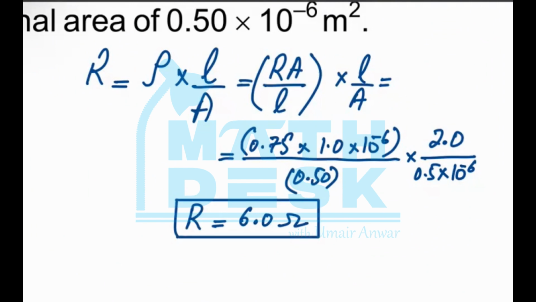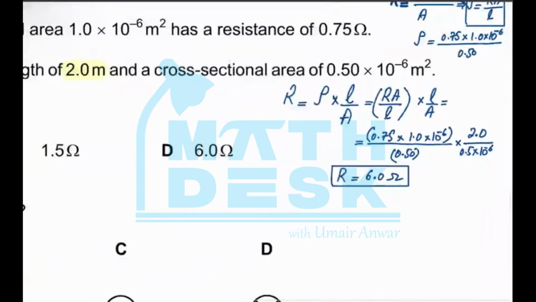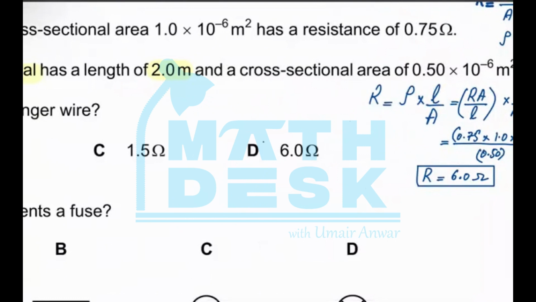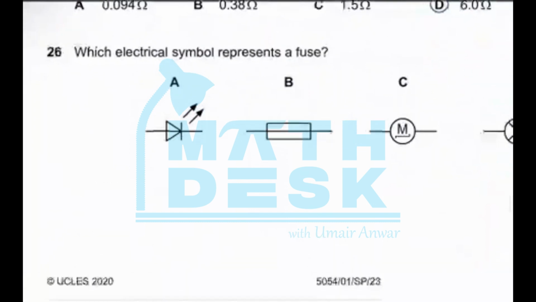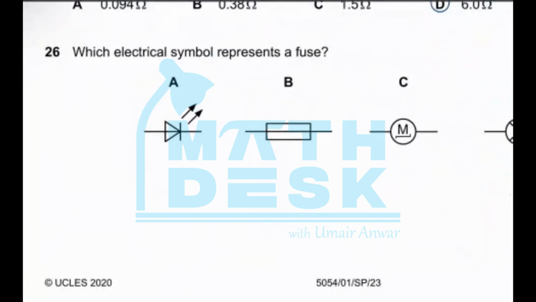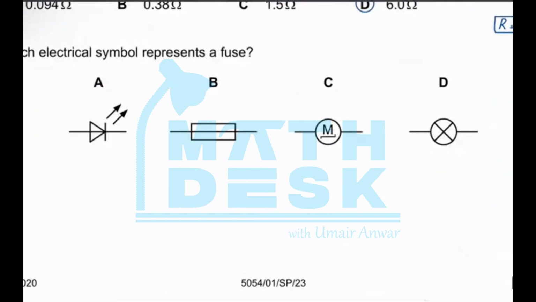Okay, question number 26. It says, which electrical symbol represents a fuse? Part A represents a light emitting diode. C is a motor. D is a lamp. So part B is the symbol of the fuse, which is the answer of this part. Question number 27, it says 3 identical resistors. Identical means their resistances are same, are joined in series to a battery.